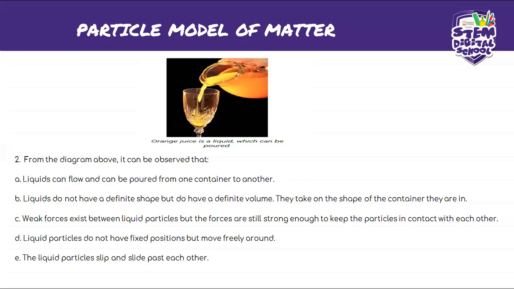All right, now let's look at C. Weak forces exist between liquid particles, but the forces are still strong enough to keep the particles in contact with each other.